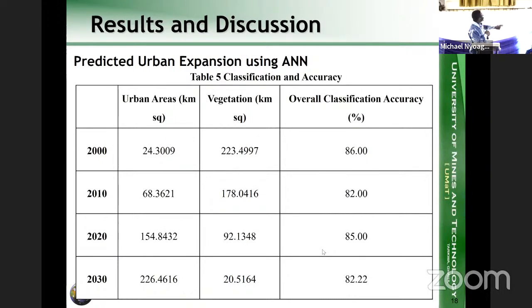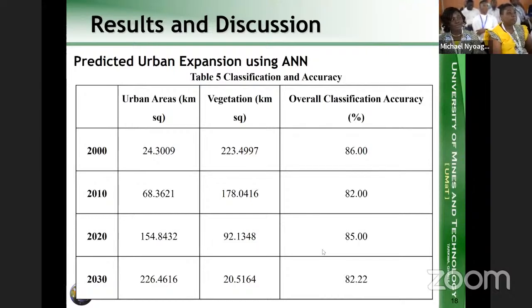And so in the year 2000, our areas still repeat as we discussed. And then you realize that our overall classification accuracy here is 86, which is good. It is an A. Our overall classification accuracy in 2010 is 82.